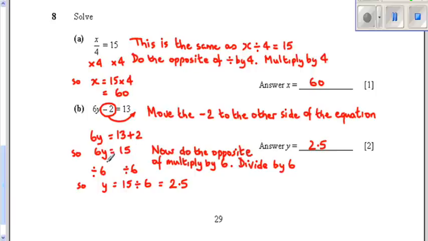So now we just want to have y on its own. So we've got to do the opposite of multiplying by 6, which is divide by 6. So we're going to divide both sides of the equation by 6, and we're left with y is equal to 15 divided by 6 is 2.5. So the answer is 2.5.